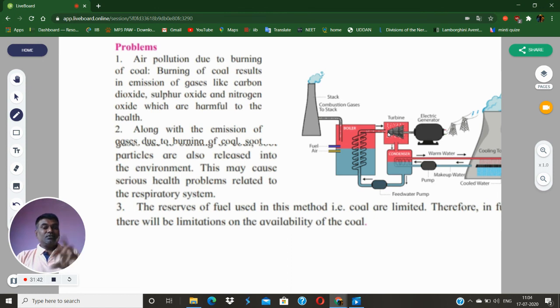And the reserve of fuel used in this method, that is coal, is limited. This coal is limited, child, someday it can finish. Therefore there will be limitations on the availability of coal, and it is not possible for a long time. Someday the thermal power stations will have to be shut down. Why? Due to this major cause. Because there are limitations, and pollution is another factor. But pollution happens, yet energy is important, that is today's requirement.